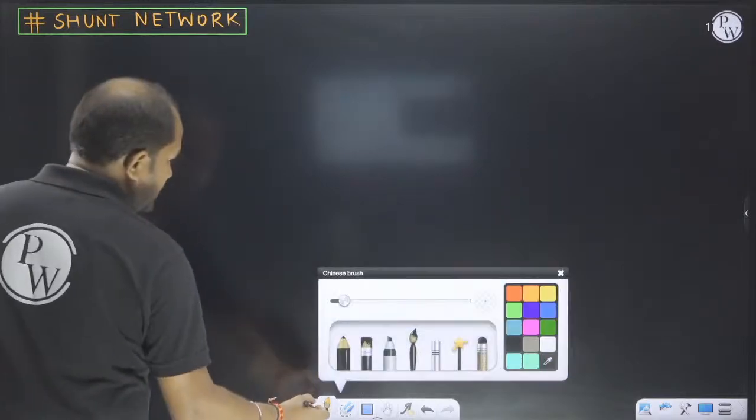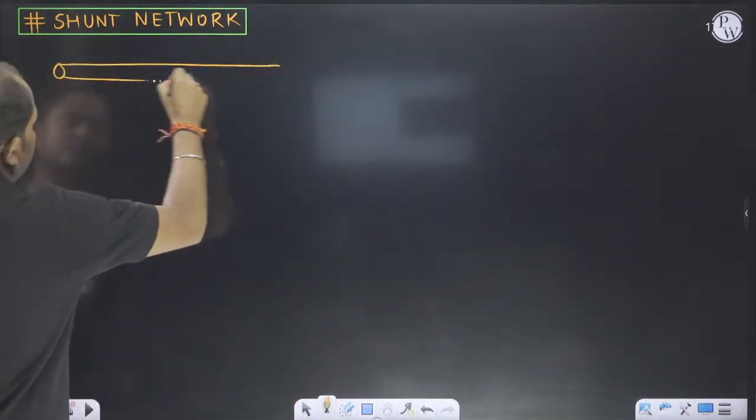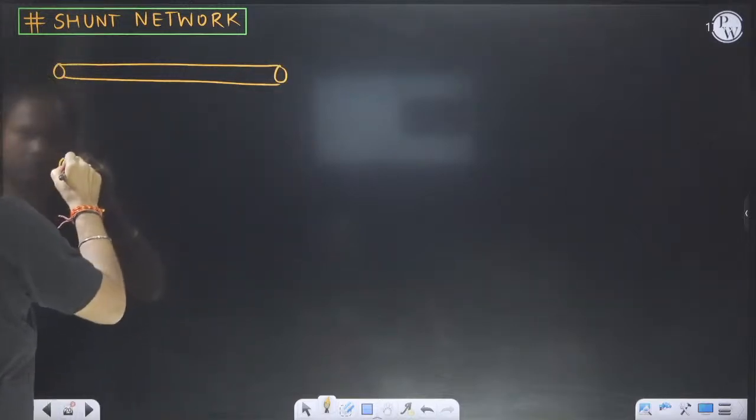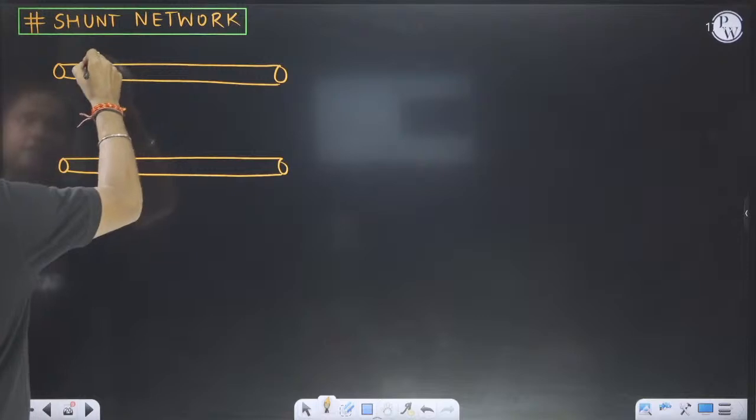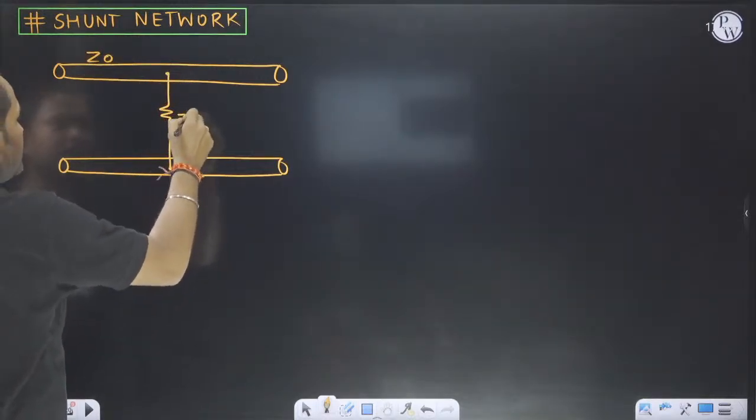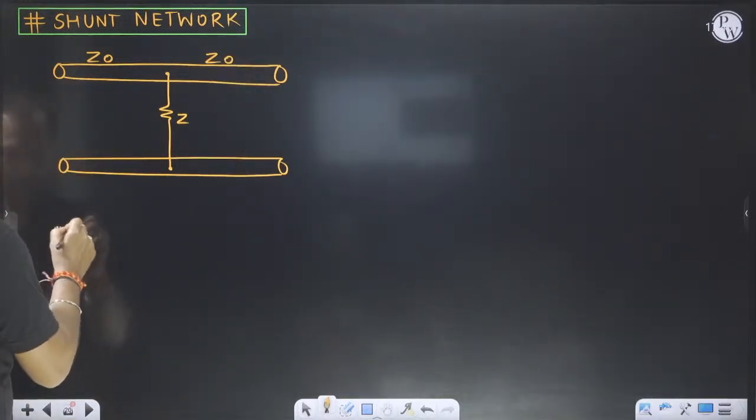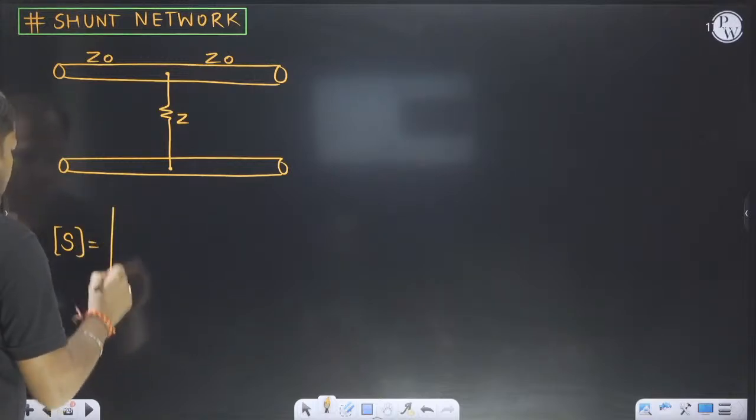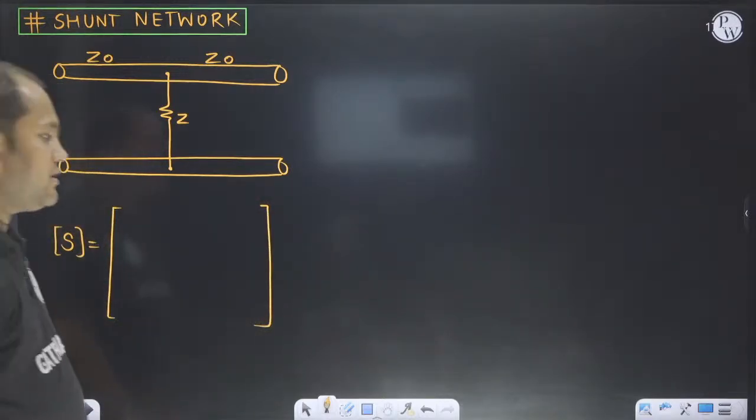So we have the shunt network. For the shunt network, what will we do? This one is our shunt network. A transmission line of Z0, a transmission line of Z0, and in between them there is a Z. We have to find out the S matrix for this network.